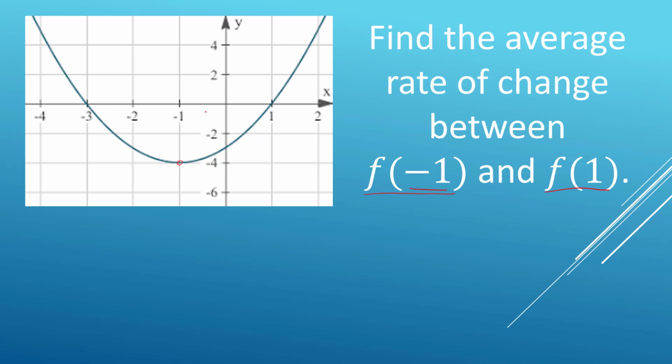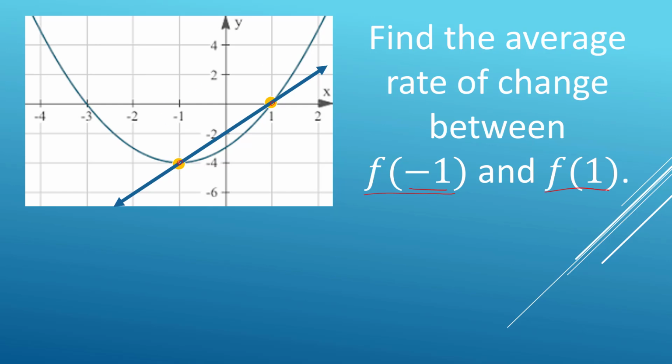F of 1, I want to come forward on my x-axis to 1 and go up or down until I find the graph. Well, the graph hits right there, so I don't have to go up or down. It just simply is there. At this point in time, we just need to know the slope of the line that goes through those two ordered pairs.